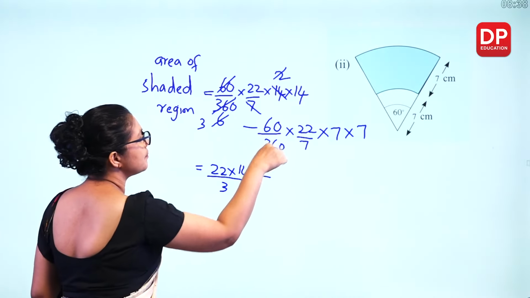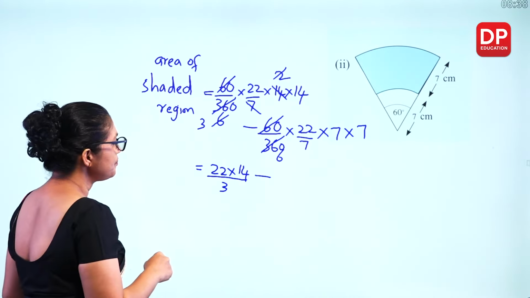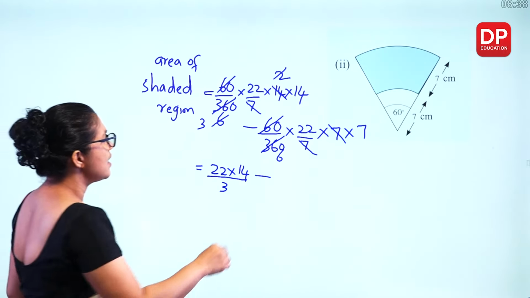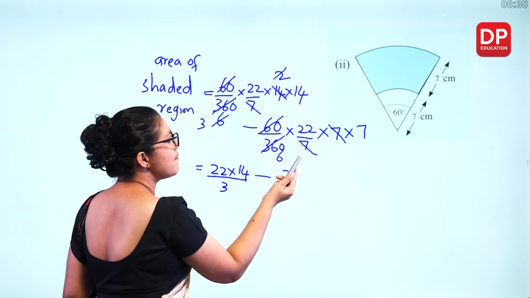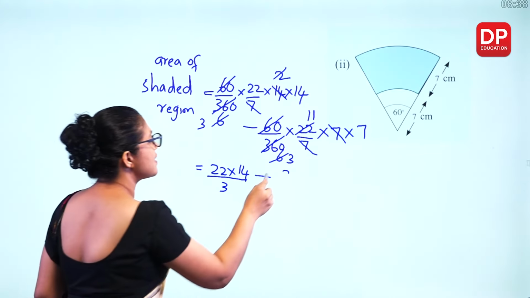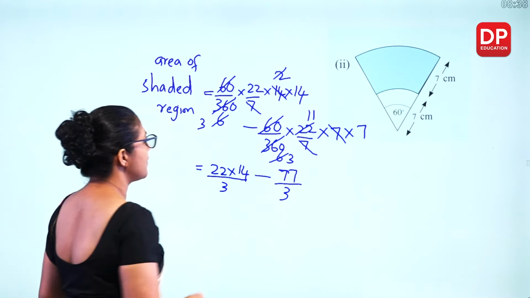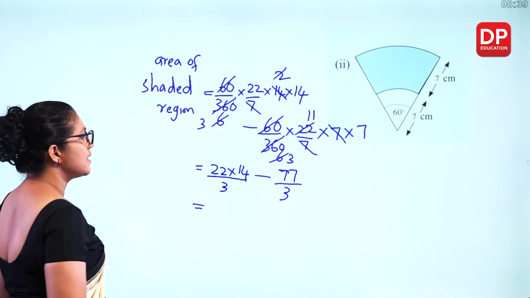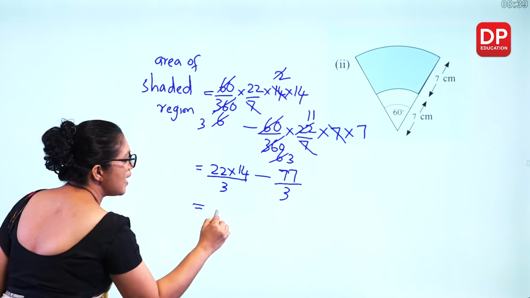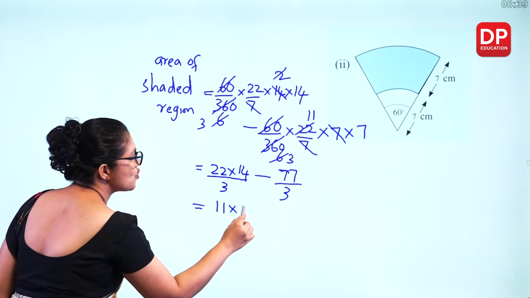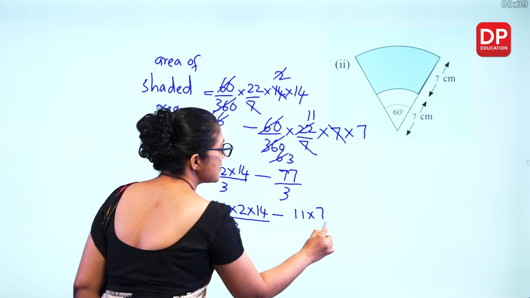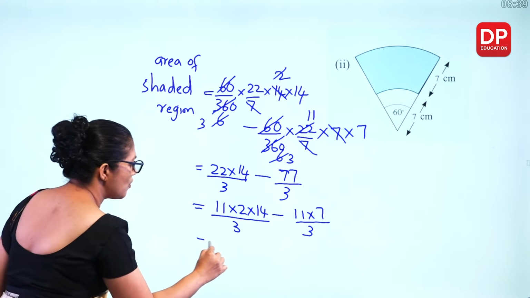What about this part? 60 times 6. And here 1, 7 get cancelled out. So you are getting 22 and also you can divide by 2 and write 3 and 11. So you get 11 times 7, 77 over 3. So when you are subtracting, here what I can do, I can take 11 times 2. Here I can write, instead of 22, 11 times 2. And here I can write 11 times 7. 11 over 3 is common.